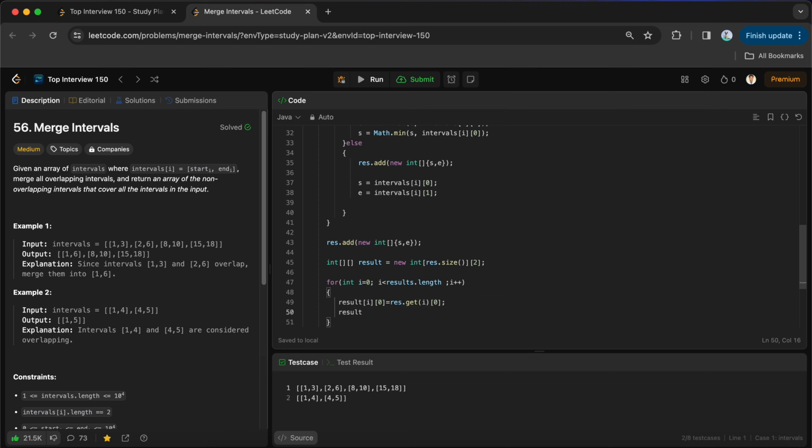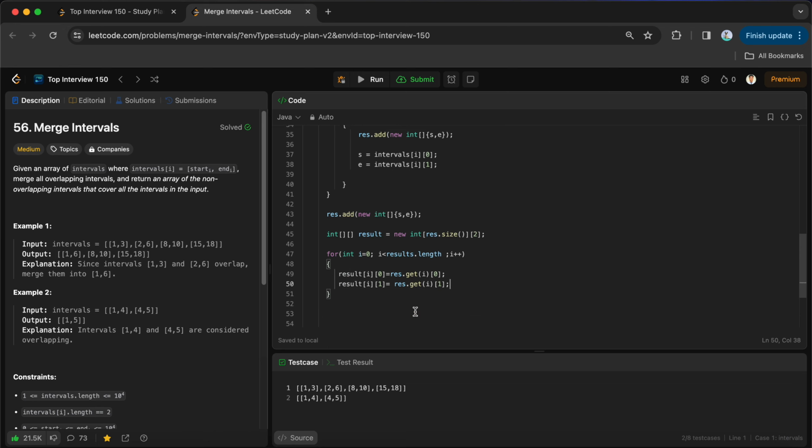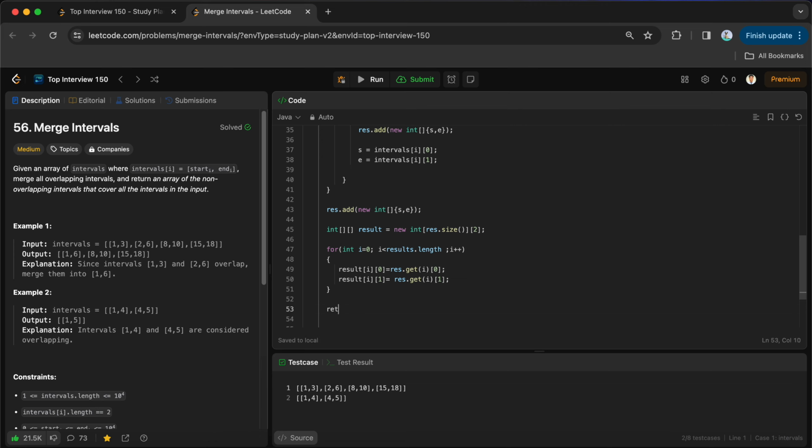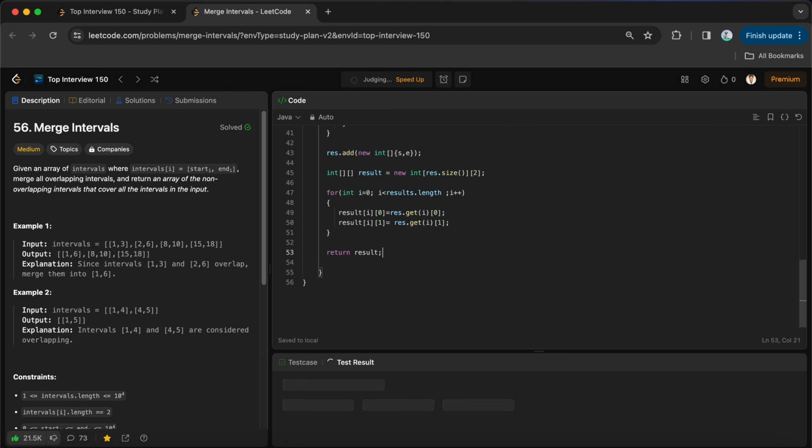And in the result of I and the one index, because it's the endpoint, from result I will get the first ith data, then there one index is the endpoint. So I will store it in the result like this. And at the last I will return my result, which is the array of array. So let me run it first.